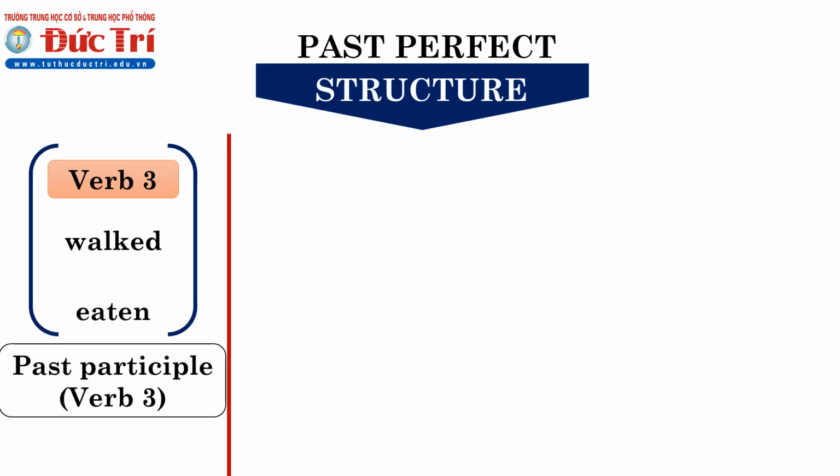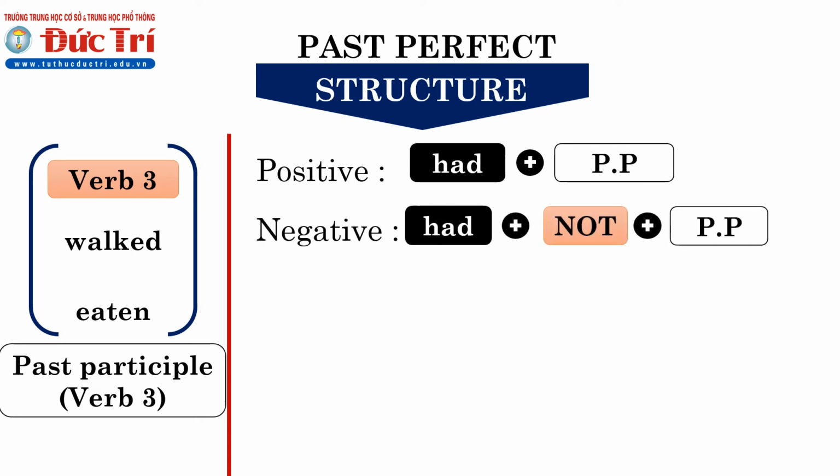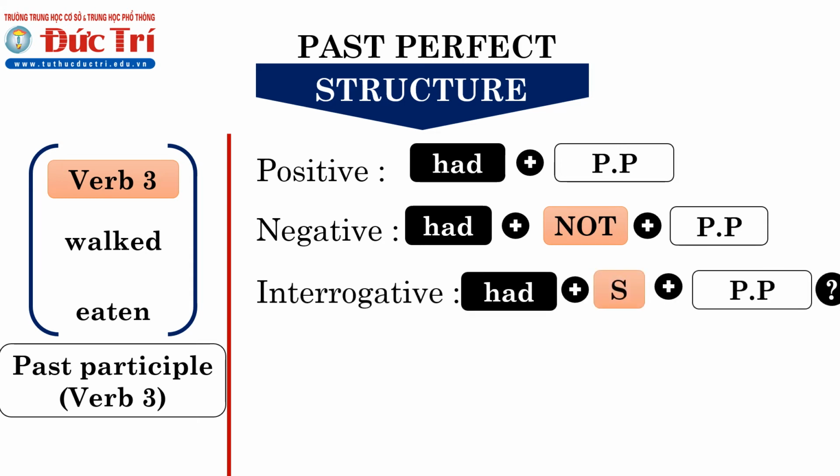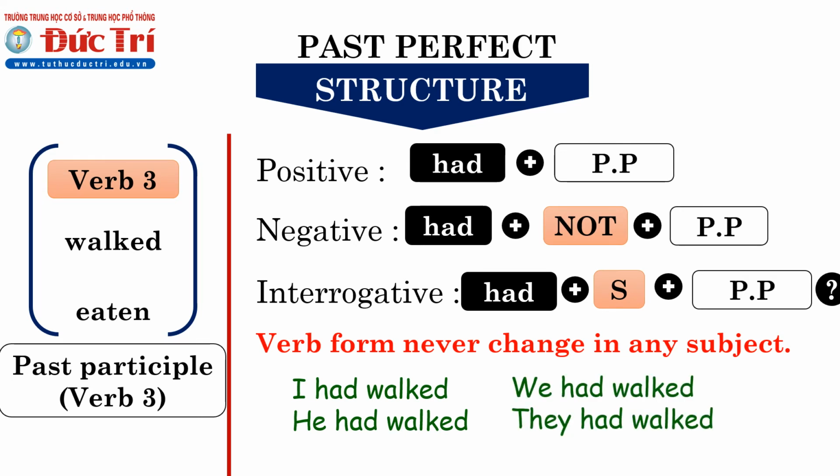Let's move on to the past perfect. The structure of past perfect is similar with the present perfect, but the auxiliary verb will become the past form, had plus past participle, negative had not plus past participle, interrogative had plus subject plus past participle. Even though you have a plural subject, a singular subject, the verb form never changes. For example, I had walked, he had walked, we had walked, they had walked.